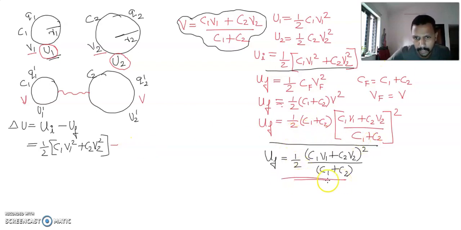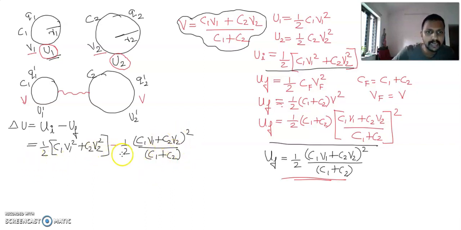This is our final potential energy. Let's use this expression. Therefore, our final potential energy is half (C1 V1 plus C2 V2) the whole square divided by (C1 plus C2). Can we write it like this? Then you just take the common terms out. If we take the common terms out, half is taken out. Then cross multiply this, or make it a single fraction; you have to multiply by C1 plus C2 over here.